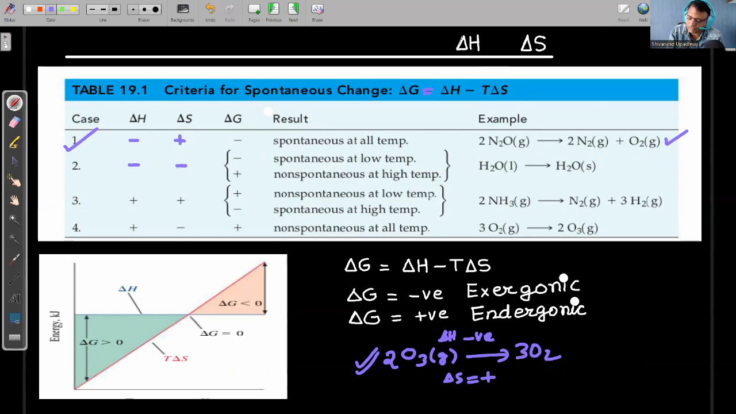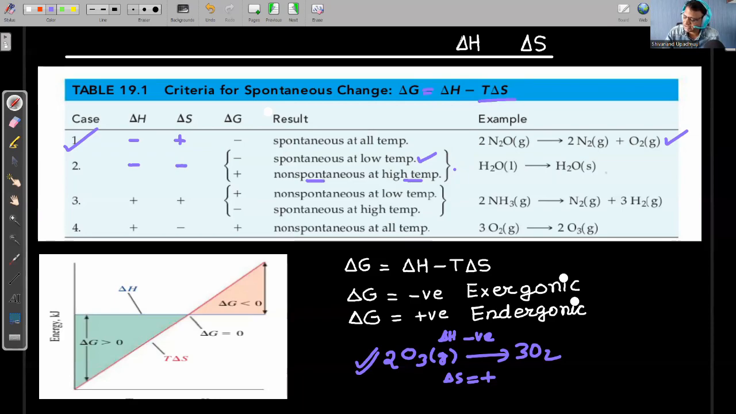At low temperature, the T delta S value will be small, so we can say that the delta H negative part is dominating. So delta G will be negative. So we are saying that at low temperature, this reaction is spontaneous. When temperature is high, the value of T delta S will be more, and minus T delta S will be more positive than delta H, right? So the net value will be positive, and in that condition the reaction is non-spontaneous at high temperature.